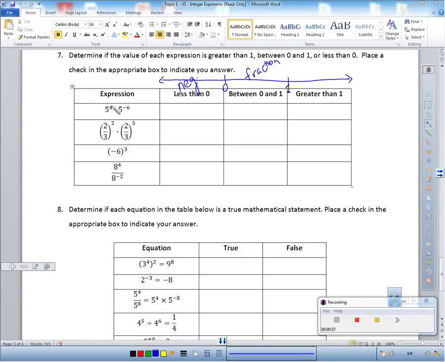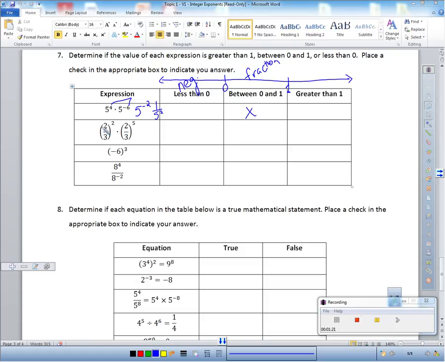So in this one, you can expand it out or use your shortcut and add your exponents. That's going to give you 5 to the negative second, which would drop it to the denominator. So 1 over 5 to the second. That's a fraction right there. Okay, that'd be 5 times 5 in the bottom, or 1/25. That's a fraction. That's going to be between 0 and 1.